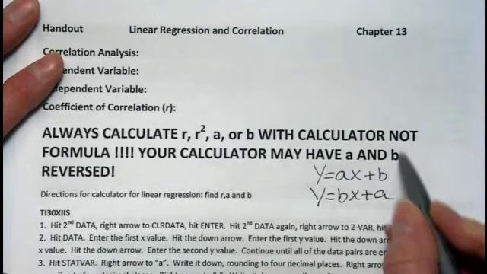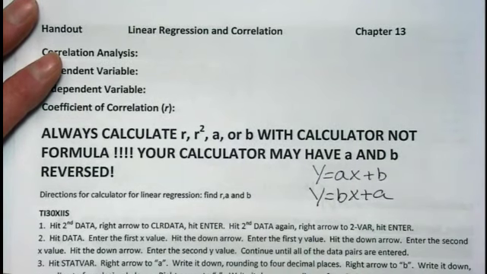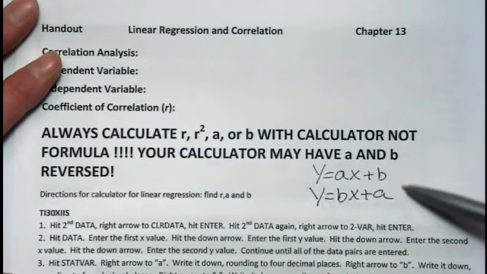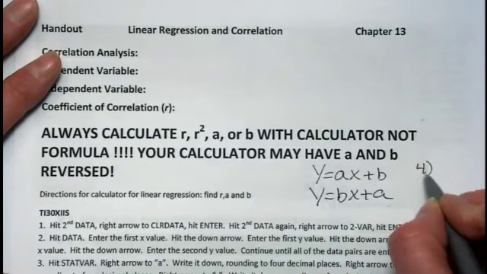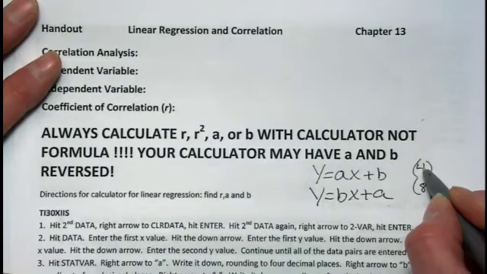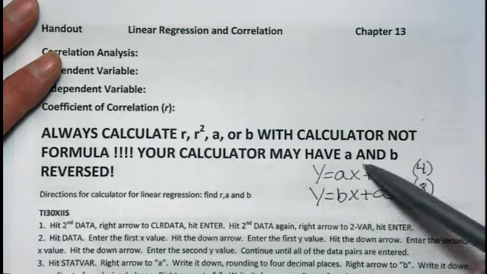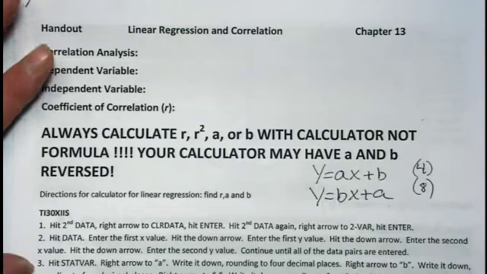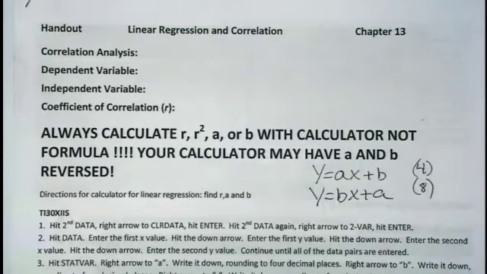I don't know how your calculator operates. On the graphing calculators, you can choose. There's an option 4 or option 8 on the graphing calculators. On the TI-30s, you are going to have to determine whether your calculator has A as the slope or B as the slope. I don't know. I'm not there sitting with you.